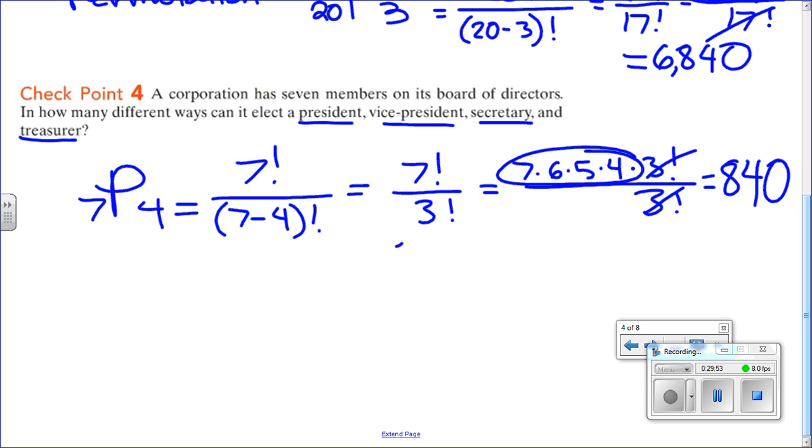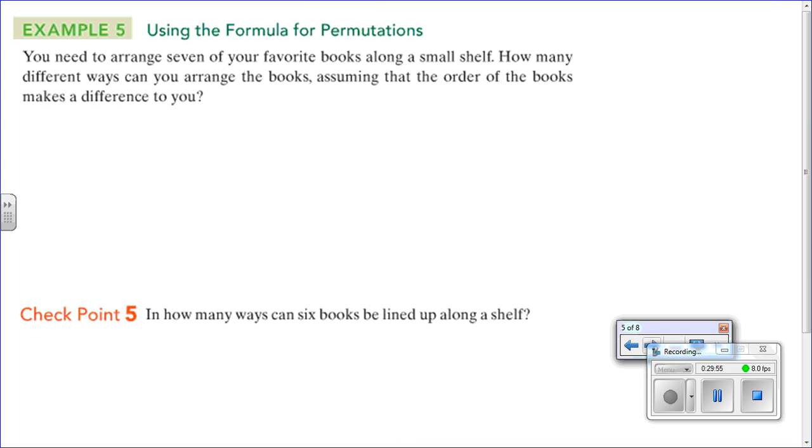Okay, so let's move on. You need to arrange 7 of your favorite books along a small shelf. How many different ways can you arrange the books? Assuming that the order of the books makes a difference to you, like if you're OCD or something.